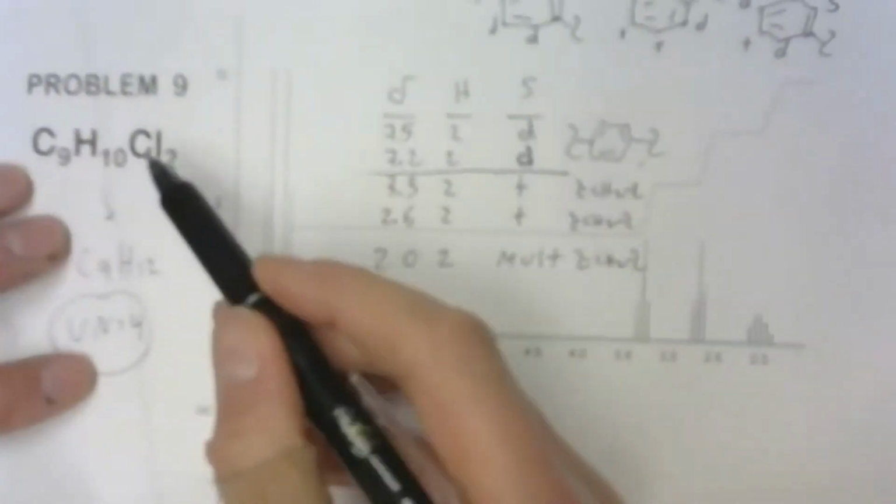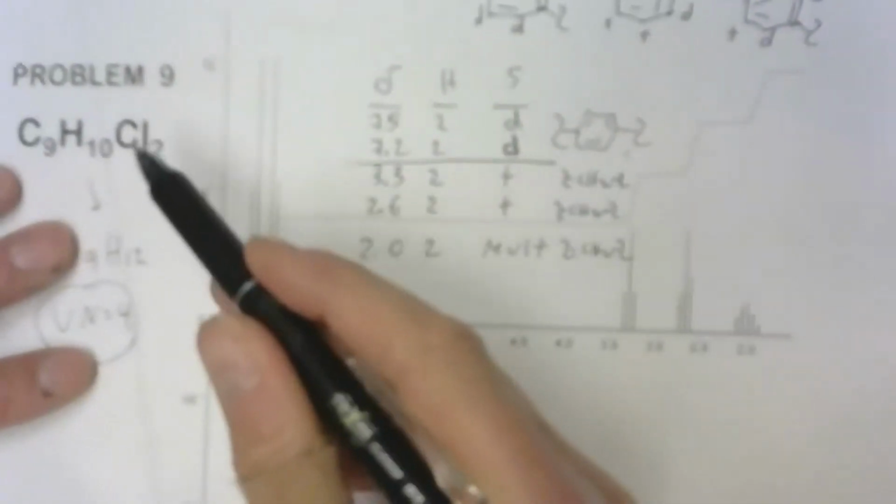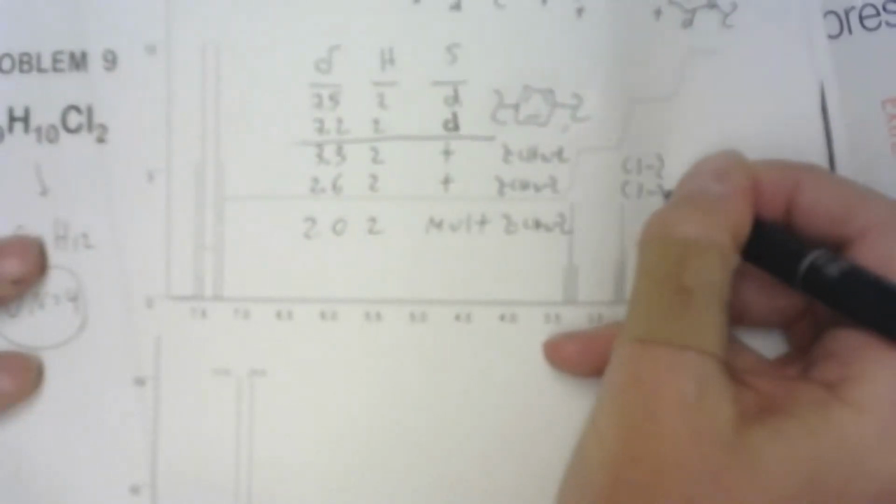Okay, any other things we missed? Well, we missed the 2 chlorines. So how do you draw chlorines here? I don't know. What do you think? We just write chlorine and chlorine. Just Cl and Cl. Okay.